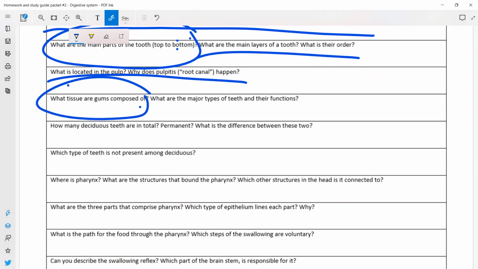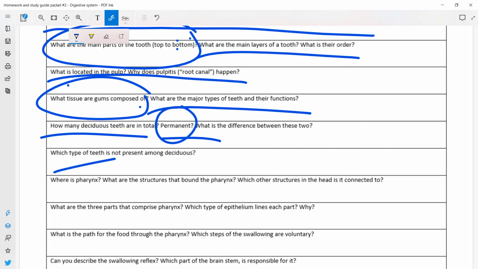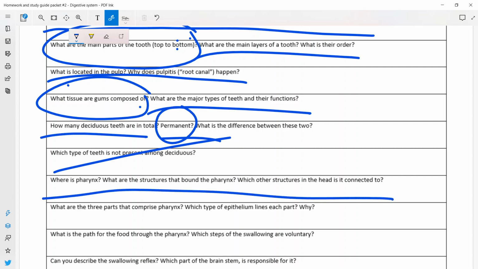Gums are composed of connective tissue and covered by stratified squamous epithelium. Know the different types of teeth and their functions. It's all in the notes. Know the difference between deciduous and permanent teeth. Know that premolars are present only in permanent teeth. Pharynx: anatomically, know where it is and the structures that bound the pharynx.